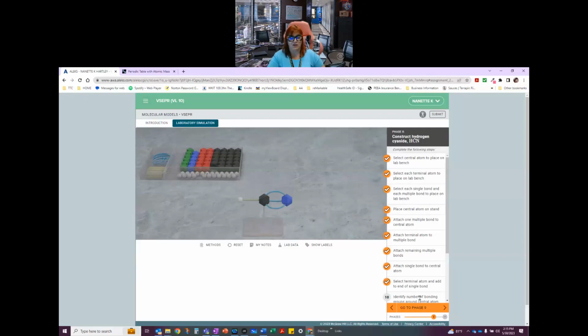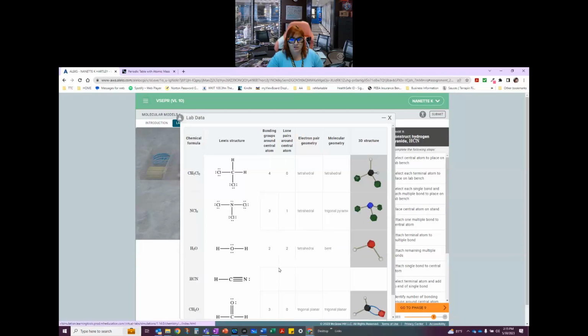So the number of bonding groups around the central atom is actually only 2. And the reason that it's only 2 is because multiple bonds have to exist in the same physical space. So they can't be in separate positions around this guy. And because of that, we only have 2 bonding pairs that we need to worry about. When I pull up my lab data for this, I have 2, and there are no lone pairs around that central guy.